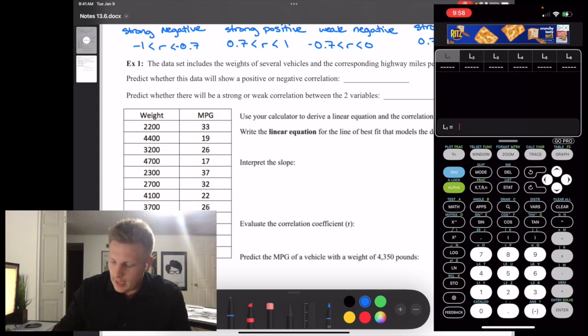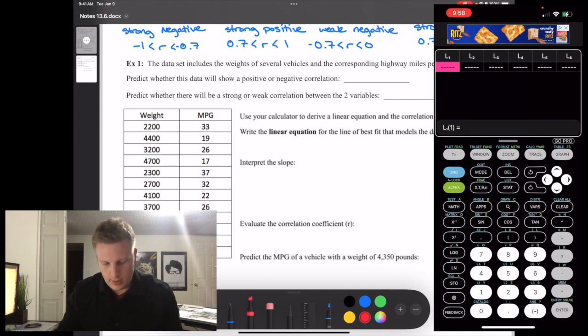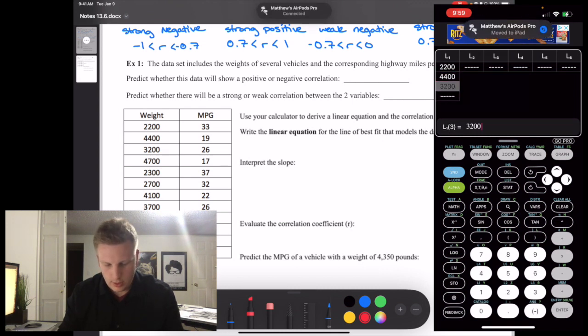Now, once you have all that data out, I'm going to go ahead and enter in some different values here. So I'm just going to go down this table, and one at a time we're going to check off these different items. And so let's see here, we've got 2200, then enter 4400, enter 3200. We keep on going until I get all of those data points here.